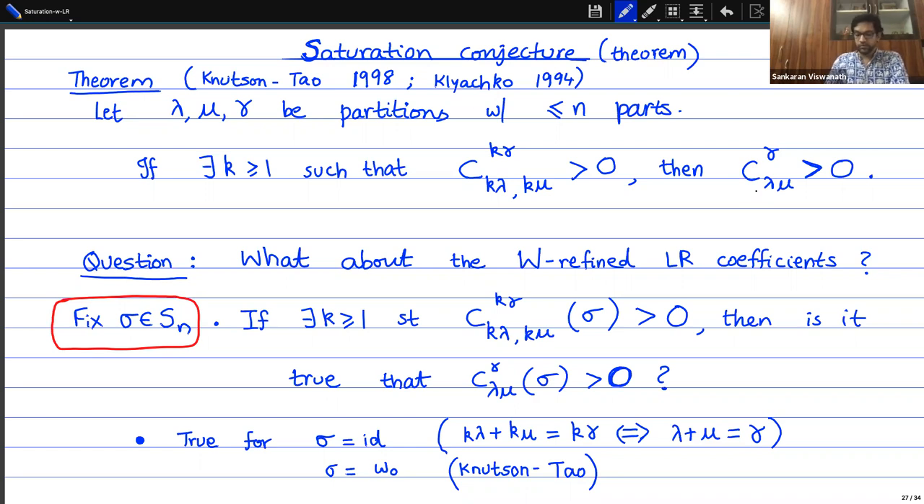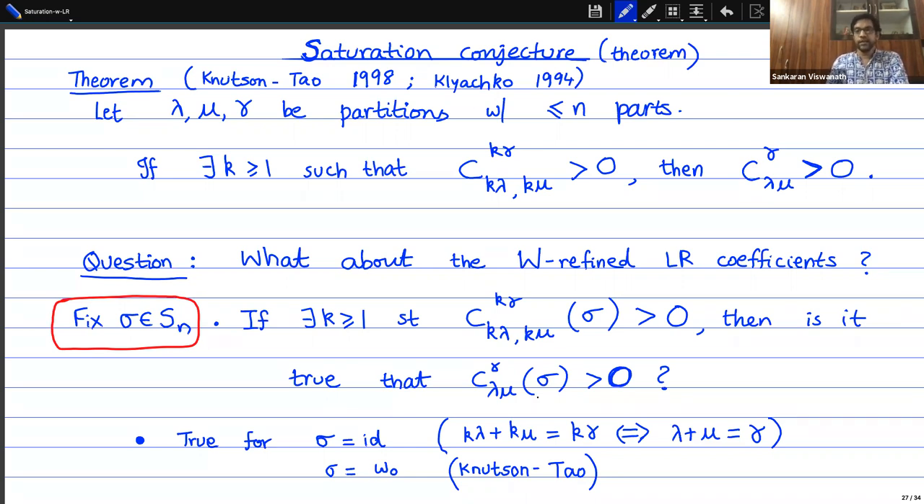What about saturation for the w-refined LR coefficients? If I now also fix a sigma and ask whether c(k lambda, k mu, k gamma) of sigma is positive, is the same true for k equals 1? And the immediate thing is that this certainly holds for the two extreme cases.